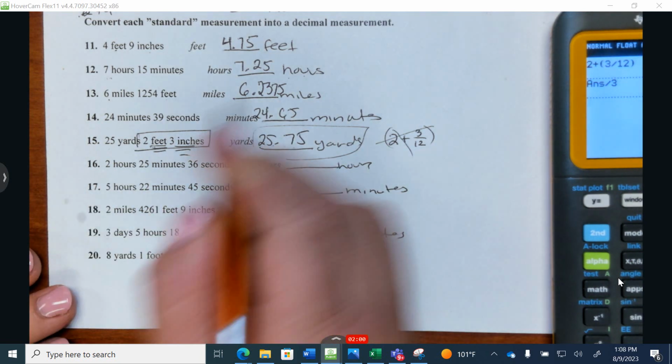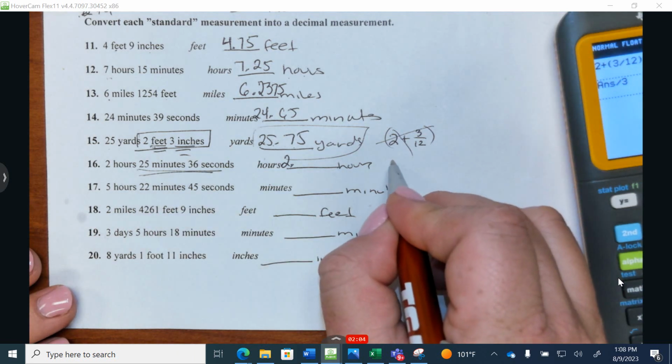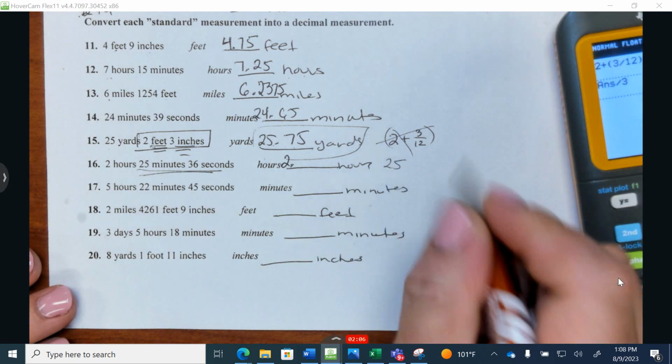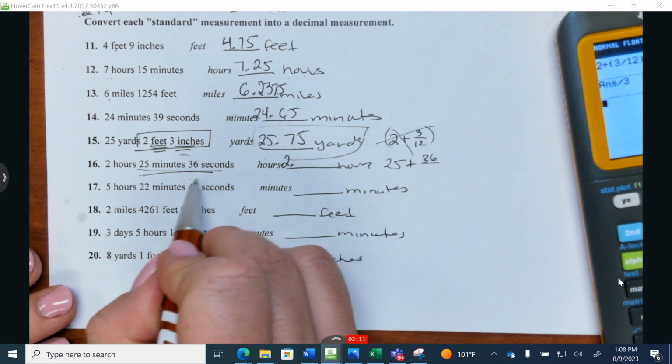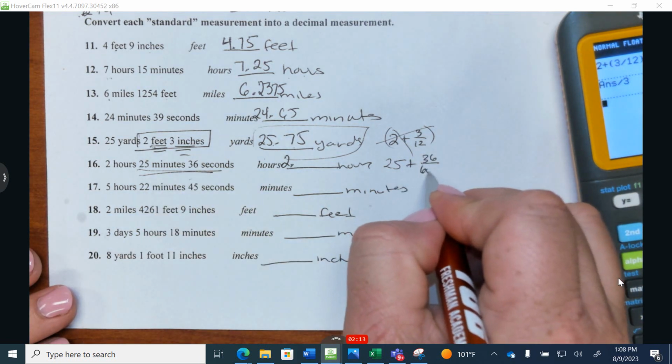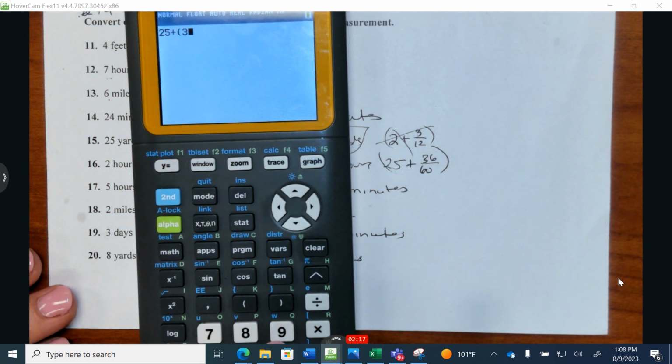This is similar to number 15. How many hours? There are 2 full hours. I'm taking this portion and I'm writing it only in terms of minutes. So there's 25 minutes. We have the remaining seconds. 36 seconds. There are 60 seconds in 1 minute. So I'm going to equate this now on a calculator.